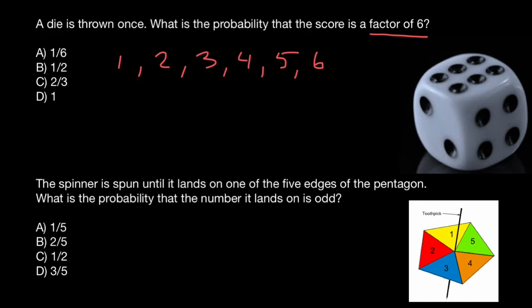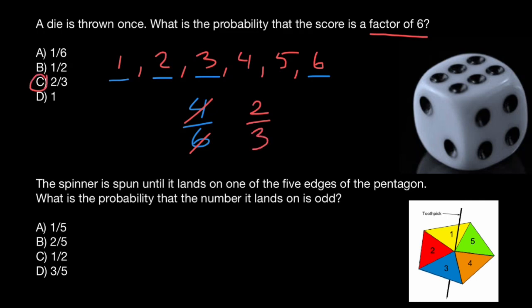For example, we can divide 6 by 1, and we are going to get 6. We can divide 6 by 2, and we are going to get 3. We can divide 6 by 3, and we are going to get 2. And we also can divide without a remainder 6 by 6, and we are going to get 1. So as you see, our answer is going to be 4 out of 6 would be a probability that our die would land on any of these numbers, but we can reduce this number by 2. So we are going to get 2 over 3. And as you see, this is answer C.